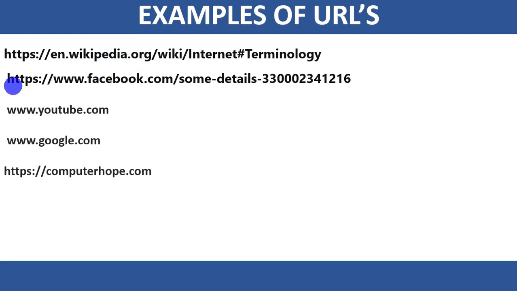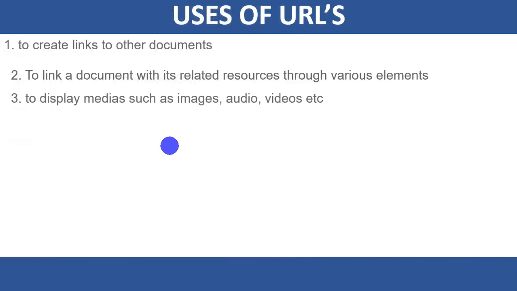And when you come to this, we have the protocol, we have the domain, which is facebook.com. We have a subdomain as well. We also have this www.youtube.com, and this is the protocol, and this is the domain, as well as this google.com. So all these are examples of URLs. When you type them into the address bar of your web browser, it's going to open its related web page on your computer screen.